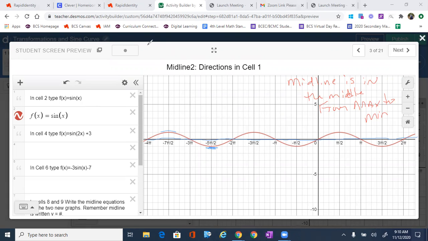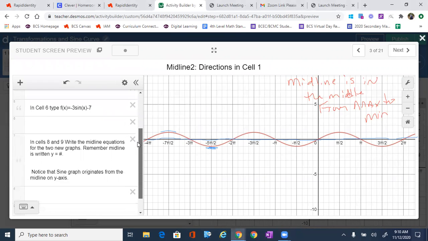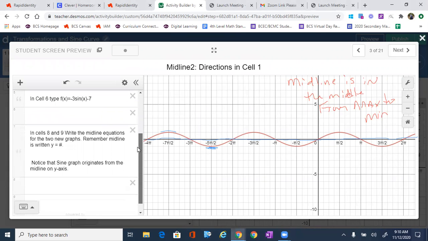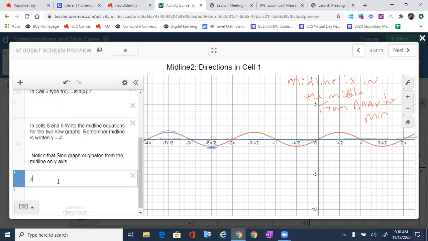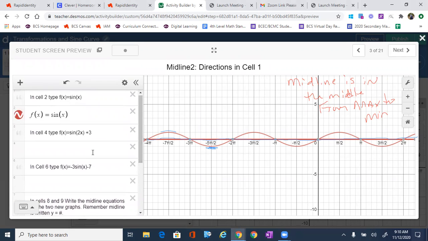Okay, and one of the directions on this is going to say, write the midline equations for the two graphs. Remember, midline is written as y equals some number. So in this case, I'm going to write y equals 0. And what you should see is that the midline should appear in the middle of that graph. Well, let's go ahead and look at another one.